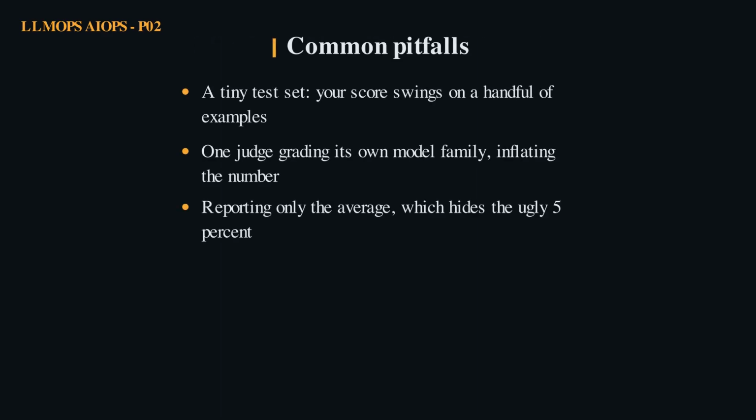A few traps quietly ruin evaluations, so let us name them. With 20 examples, one lucky run looks like real progress. With a single judge from one family, the score flatters itself. And a mean of 4.2 can still hide the 5% of answers that leak data or invent facts. Always inspect the worst cases, not just the average.